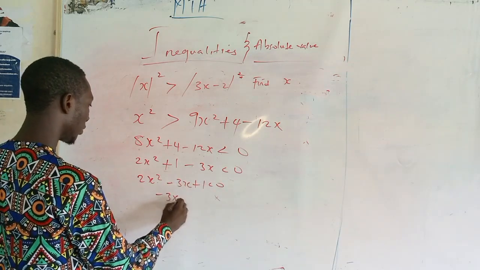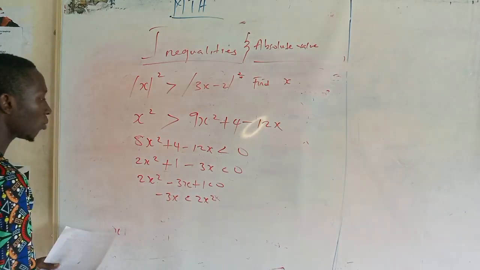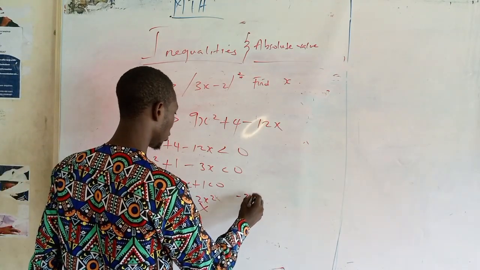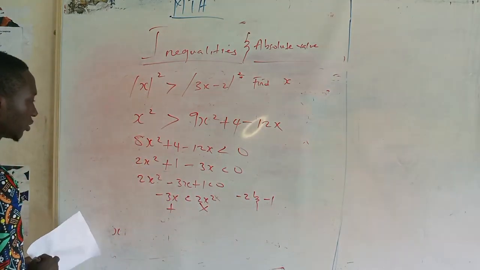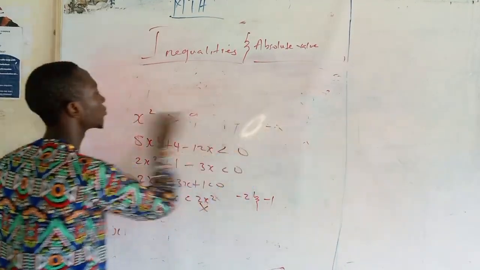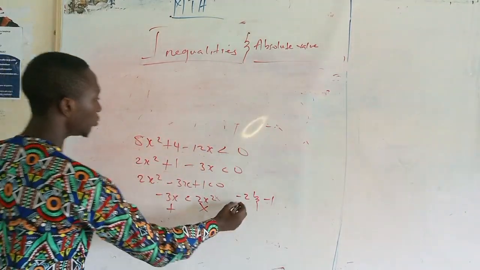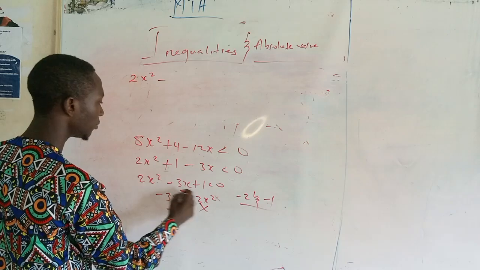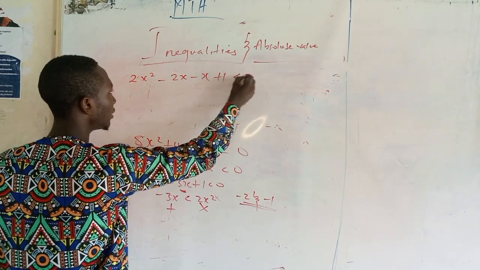So let's bring the middle term as minus 3x. Multiply 2x squared times 1, 2x squared. So therefore, what will I multiply to give us 2, and what will I add to give us minus 3? Think minus 2 and minus 1. Minus 2 times minus 1 is 2. Minus 2 plus minus 1 is minus 3. So therefore, I represent the middle term by these values. So it becomes 2x squared minus 2x minus x plus 1 less than 0.